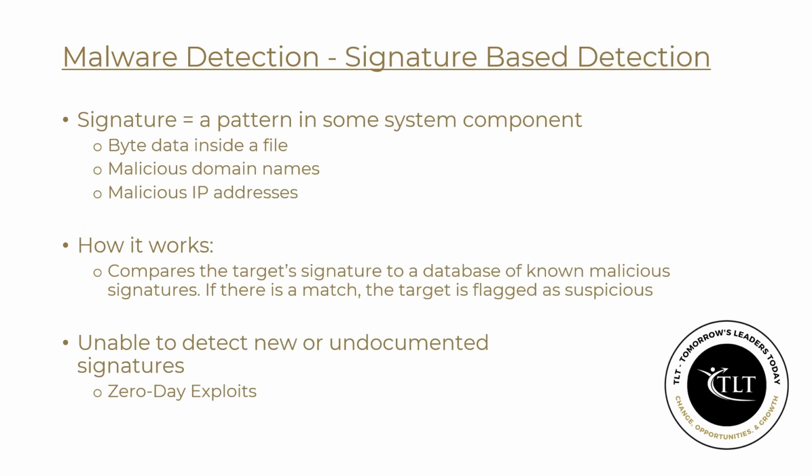In cybersecurity, a signature is any pattern within a system component, so that can include things such as byte data inside a file or a malicious IP address. This method involves comparing the signature of your target to a database of known malicious signatures. If a match is found, the item is flagged as suspicious. However, because this method compares only known malicious signatures, new or undocumented malware can pass by undetected.